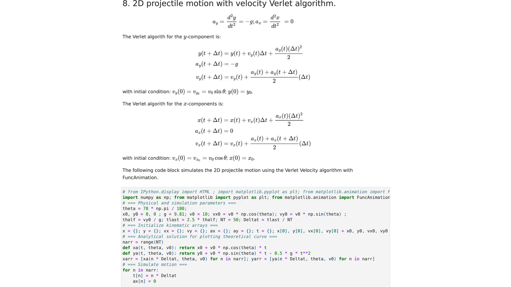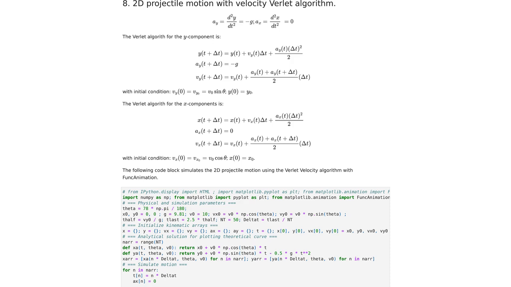For the y component, the Verlet algorithm involves updating the position y at t plus delta t using y(t) plus v_y(t) times delta t plus 1/2 times a_y(t) times delta t squared. The acceleration a_y(t plus delta t) remains negative g. The velocity v_y(t plus delta t) is then current v_y plus 1/2 times the sum of current and new y accelerations, all times delta t. Initial conditions are y at 0 and an initial y velocity v_y0, which is v0 times sine theta.